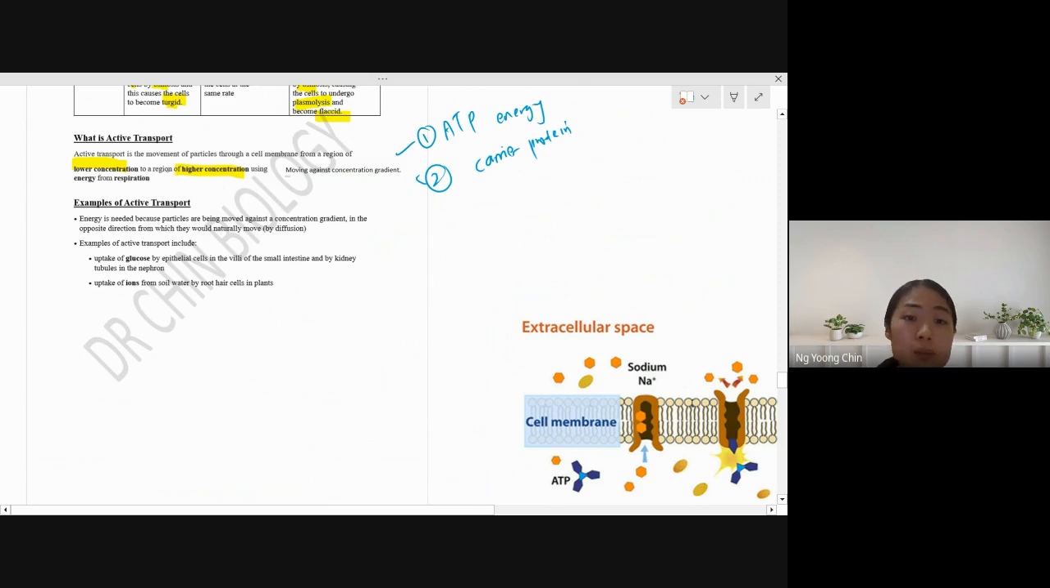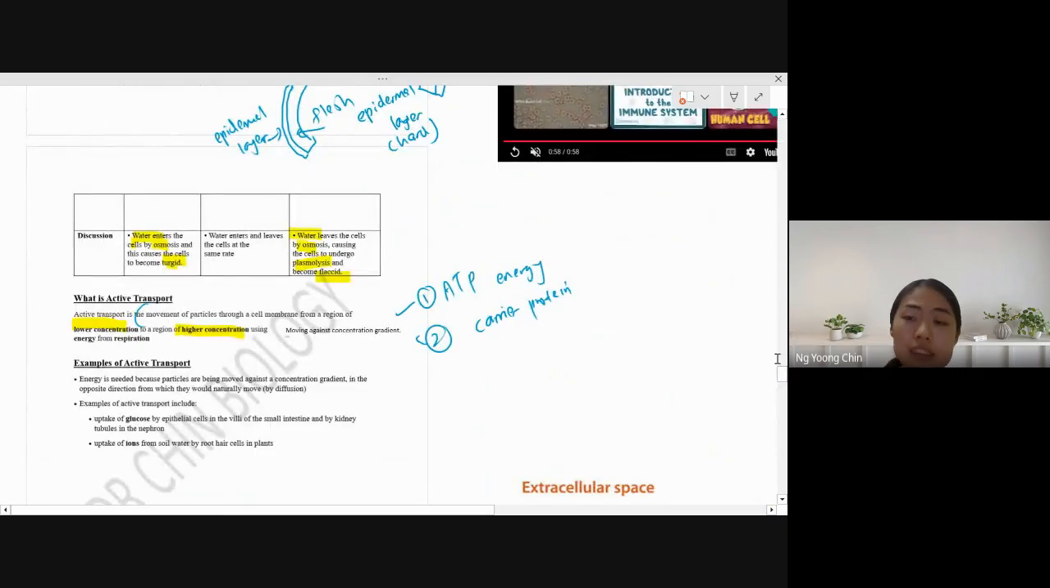Okay, so please remember the definition: the movement of particles against the gradient with the help of carrier protein and also the ATP energy. And then this ATP energy is produced from cellular aerobic respiration. With this, they are able to perform active transport.